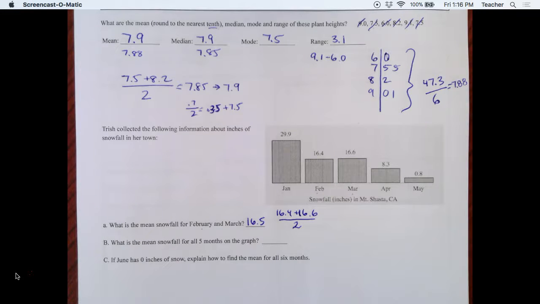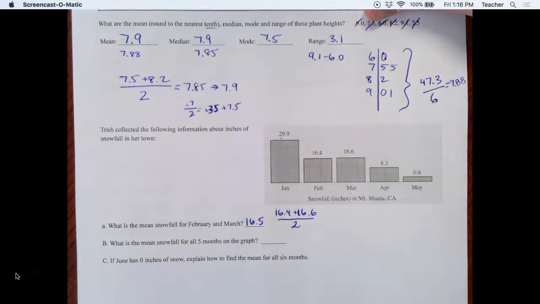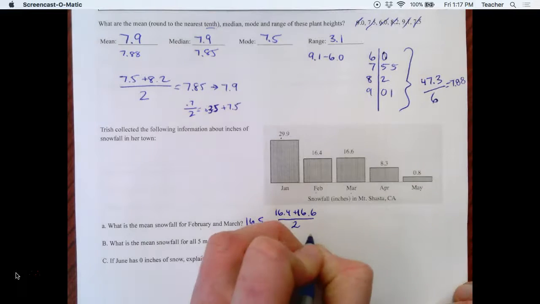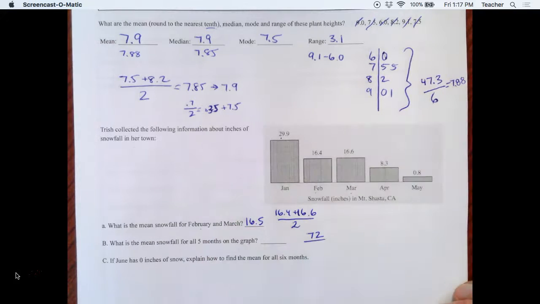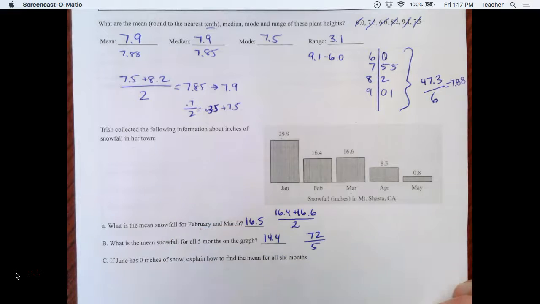Okay. What is the mean snowfall for all 5 months on the graph? So we need to add all those values up and divide by 5. And when I added all those up, I got 72. And if you divide that by 5, you get 14.4.